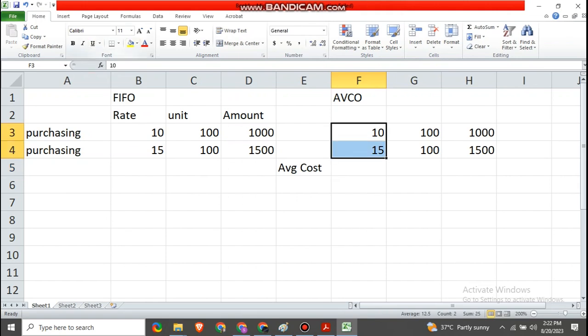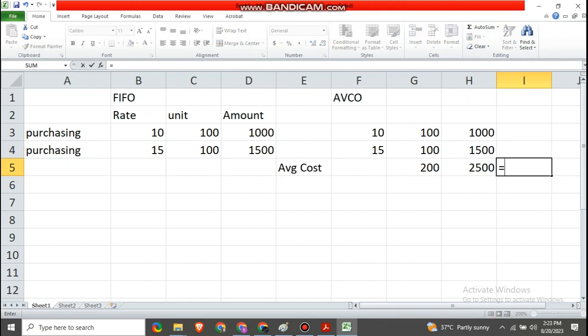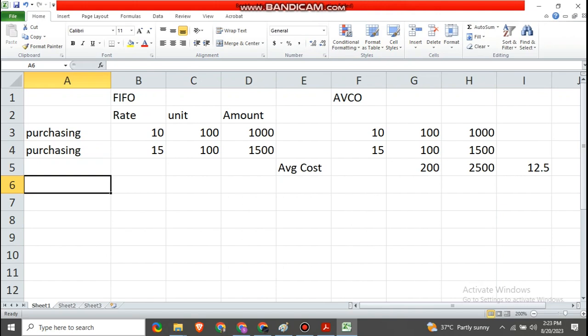So in the average cost method, after you make the second purchase, you need to find out the average cost. Now the average cost is total cost divided by total units. So the total units in this case is 200. The total cost that I have is 2,500. So I can find out the average cost as 2,500 divided by 200. So each product will cost me 12.5, which is my average cost. Okay. Now the twist of the event comes when we issue inventory.